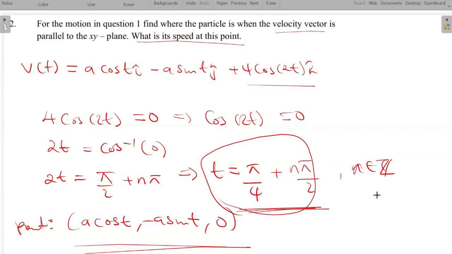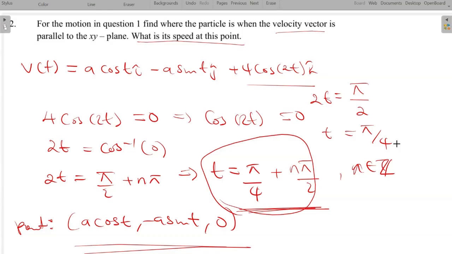Or if they had given us to say we are just dealing with the first part of it, we would have just replaced. If we were just dealing with the first value, meaning we're just looking at pi over 2, that is when cos inverse of 0 gives pi over 2, then we have 2t equal to pi over 2. So t will just be pi over 4. That's if it was specified, but it's not specified, so we take it generally like that.